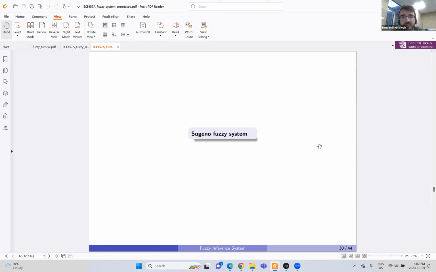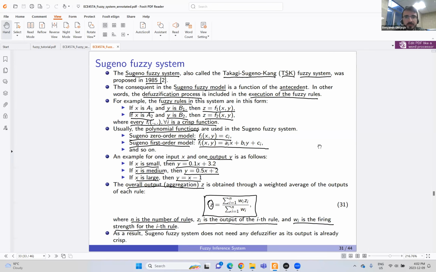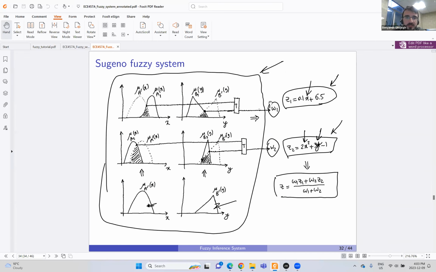And then Sugeno fuzzy system. Sugeno or Sugeno, I don't know how it's pronounced. I think it's Sugeno. Sugeno fuzzy inference system, we introduced that. And then it was proposed in 1985. It's also called Takagi Sugeno Kang fuzzy system. So what does it do? So this part is the same as Mamdani fuzzy system.